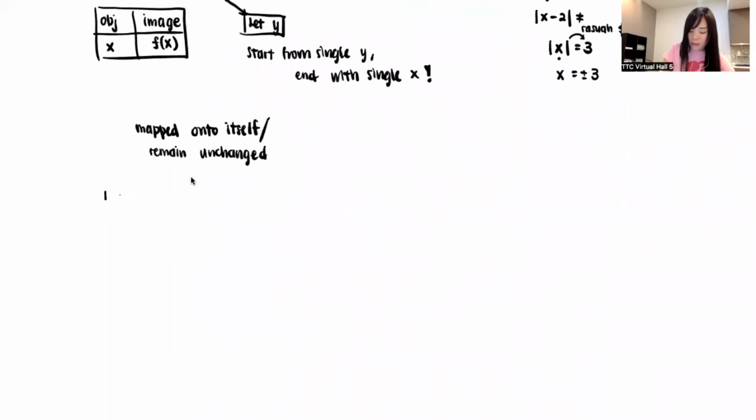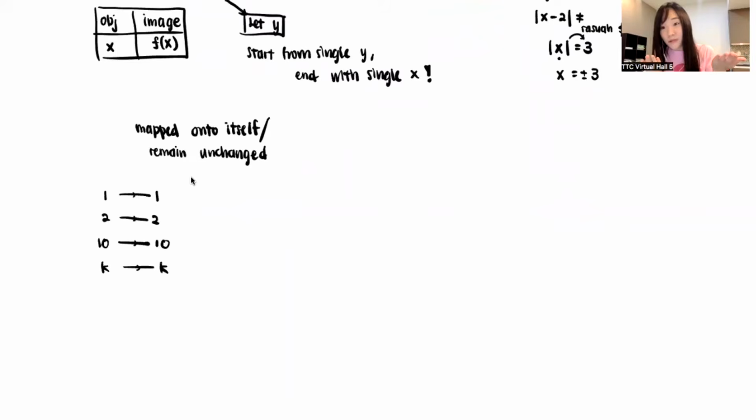It's like 1 maps to 1. 2 maps to 2. 10 maps to 10. K maps to K. Isn't that the meaning of map onto itself, right? So remain unchanged totally represents the same thing. 1 to 1, not changing. 2 to 2, not changing. 10 to 10, not changing. Same meaning, right? So whenever they say remain unchanged, very good, then we will write fx equals x.